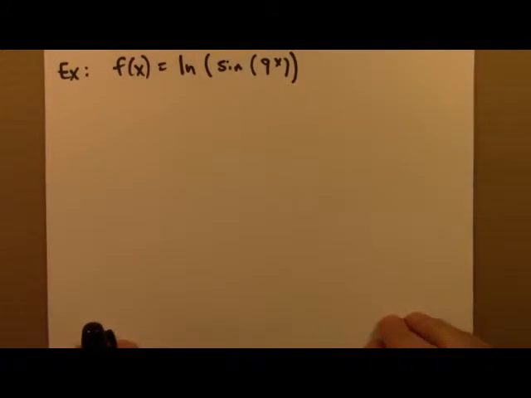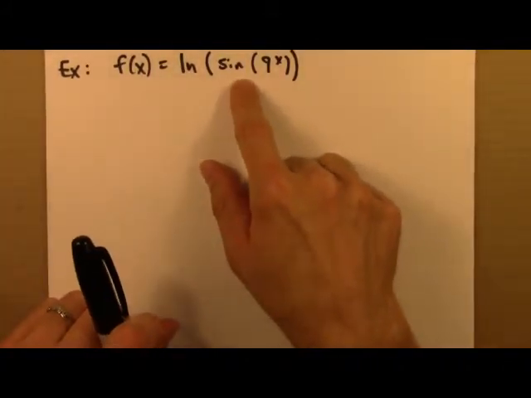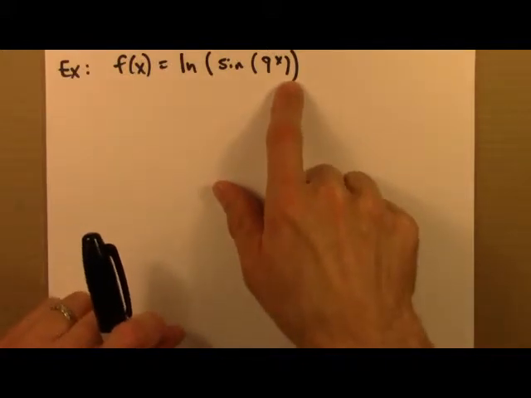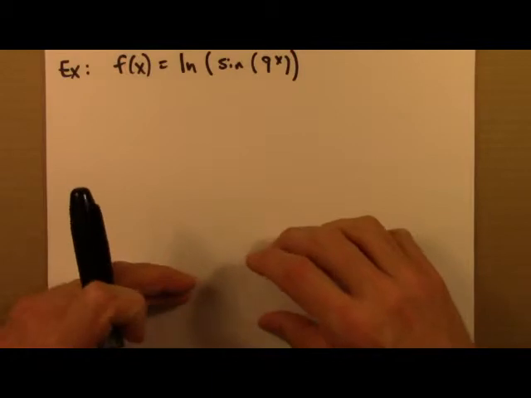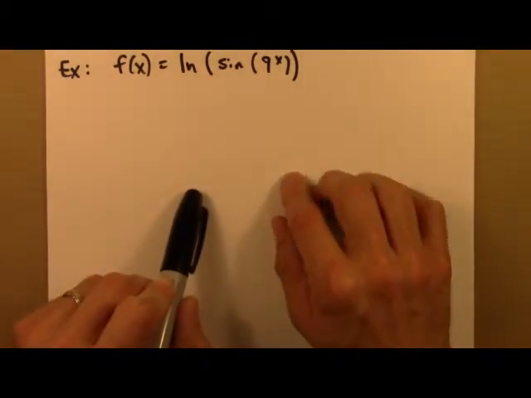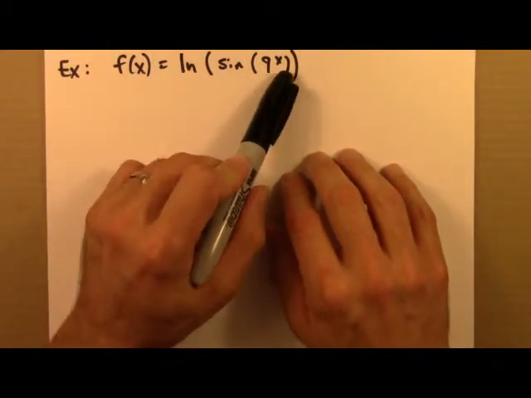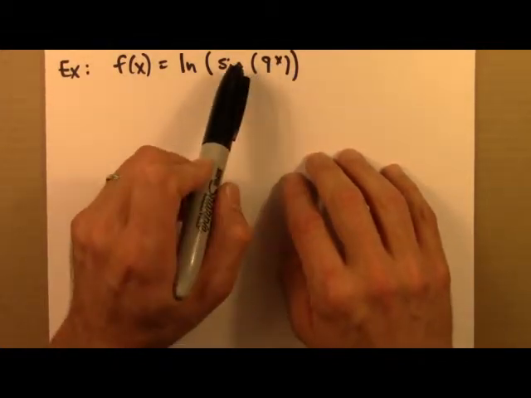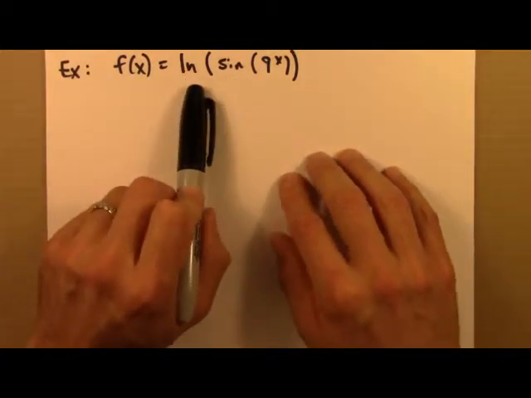All right, let's do one more example. F of x equals log of sine of 9 to the x. So this is a double chain rule. There's no product rule here. I'm not multiplying functions together. Rather, I'm chaining together a whole bunch of functions. So we start, the innermost function is an exponential, 9 to the x, and then that gets hit with a sine function, and that gets hit with a log function.